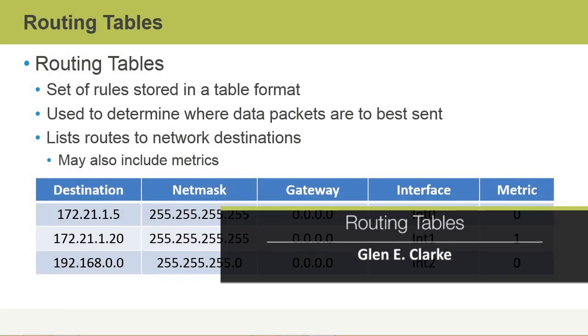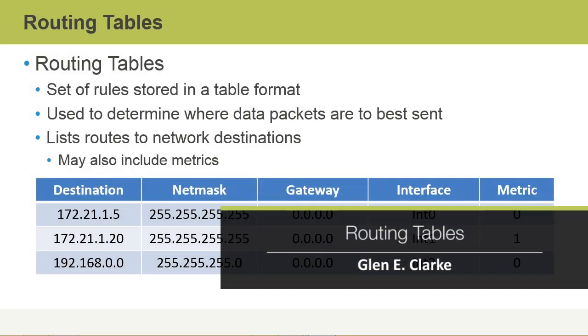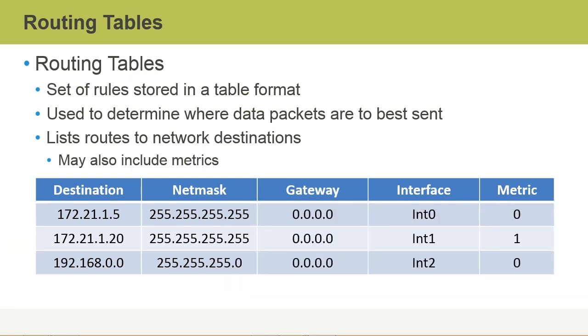In this video, we'll discuss routing tables. The routing table on a router contains a set of rules that specify where data needs to be delivered or how the router is to handle information or a packet that it receives from the network itself. This routing table is made up of multiple columns of information, with each row identifying a specific destination network.